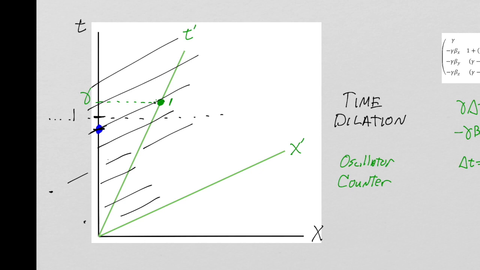It's funny, I didn't do that for the length contraction, but you can show that for the length contraction of a moving rod, they both perceive the rod as being shorter. So they both see contraction.